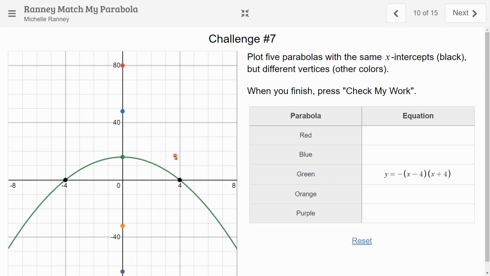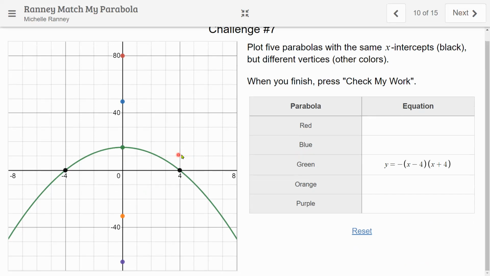Okay, now this one here, they want us to have all these parabolas, 5 total. One of them they filled in for us, going through these vertices and going through these points. So let me just get these vertices up so I see them. If you click on them, you can see them.